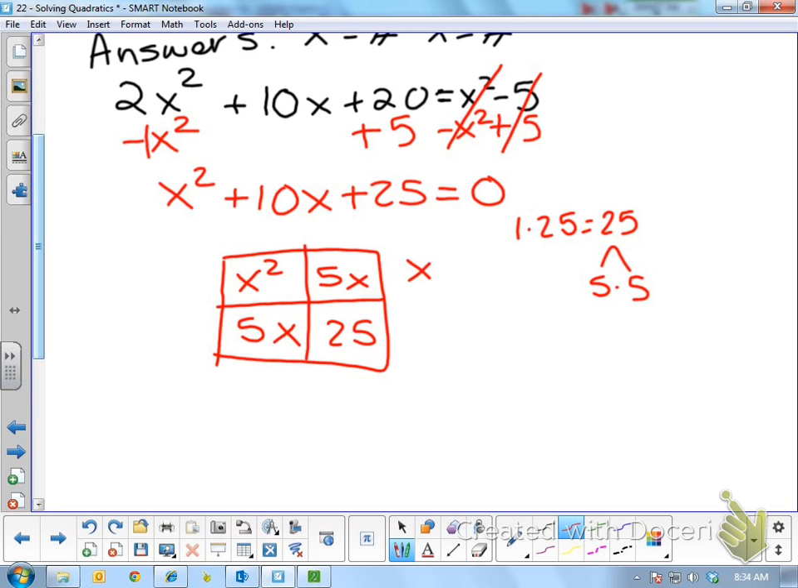What about the second row? What divides into both numbers? 5. Then we go down. When we go down, we're going to get the same thing.